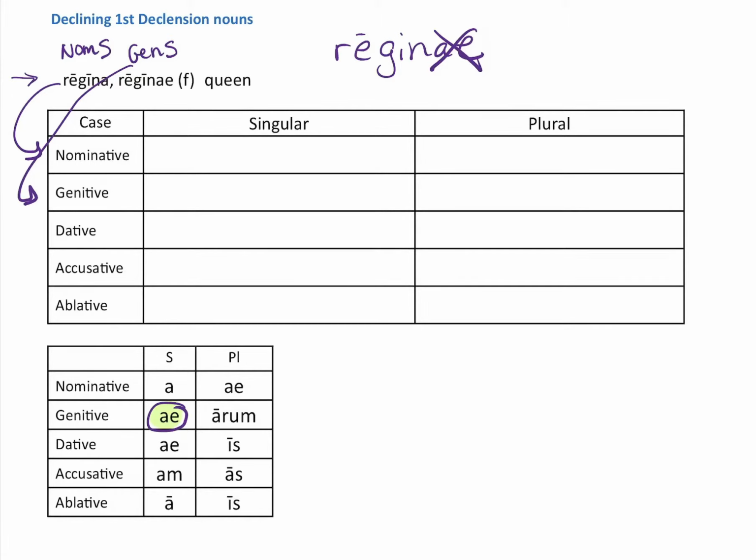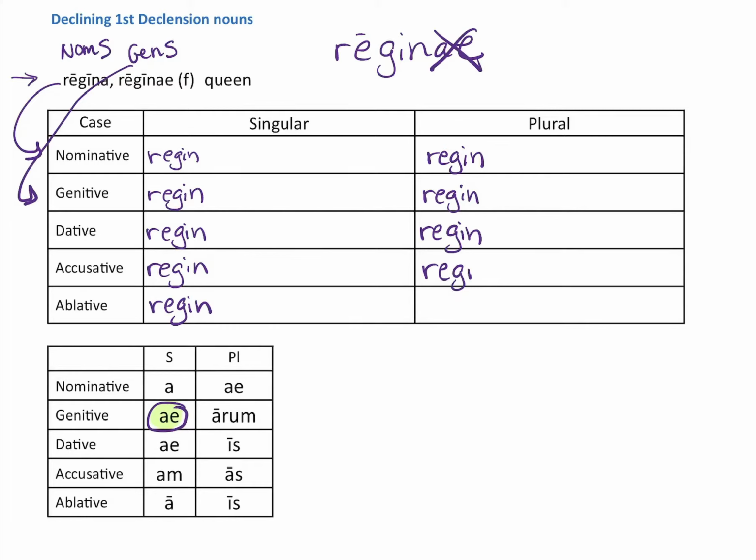So what you're going to do for all of these is REGIN, REGIN, REGIN, and we're just going to keep going down and doing that. And remember, I talked about if you had a process for doing it, then it becomes a lot easier. I've always found that putting the stem down all at once, then I don't have to remember what it is. I get it down properly, and all I have to do is add the endings.